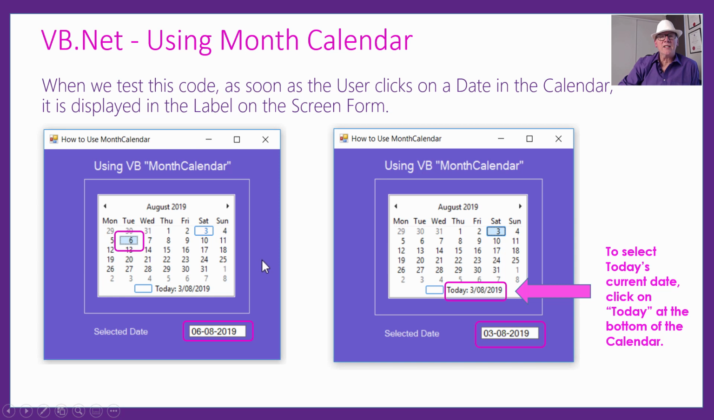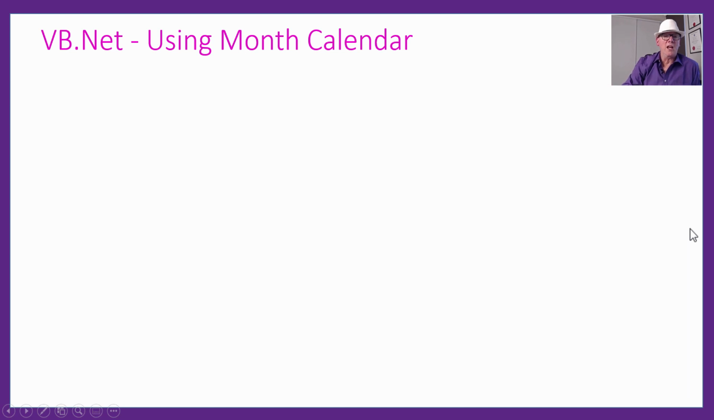Now, to select today's date, the current date, you can just click down in here where it says Today, or you could just click, it's actually marking today up here, the 3rd of August. So you could click there, but the quickest way to get today's date is just click in here and bang, straight away it'll put today's date in there at the bottom of the calendar.